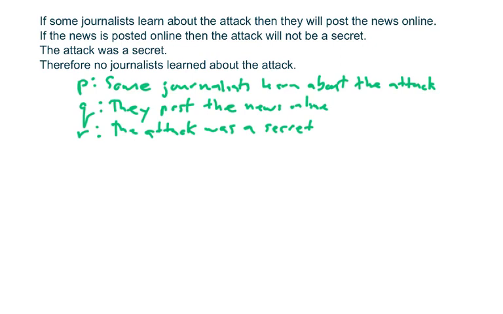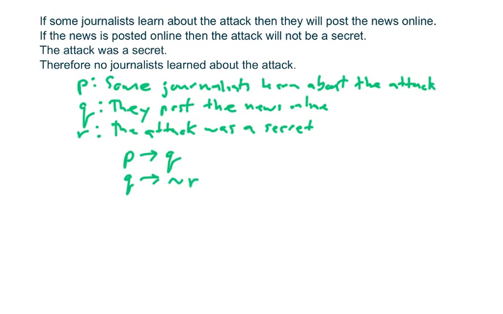So the first statement is an if-then statement. It says, if some journalists learn about the attack, then they will post the news online. That can be written as a simple implication, a conditional statement, if P then Q, or P implies Q. The second statement is also an if-then statement. If the news is posted online, then the attack will not be a secret, so we want to refer to that as the negation of R.